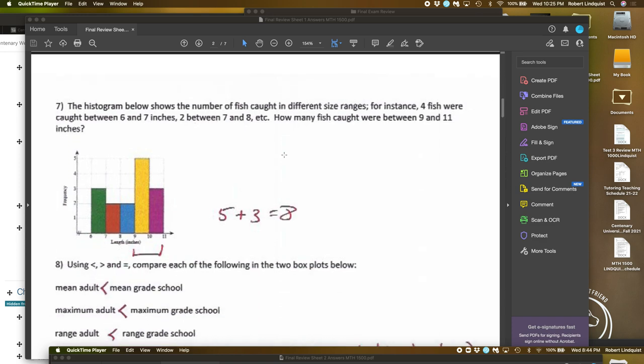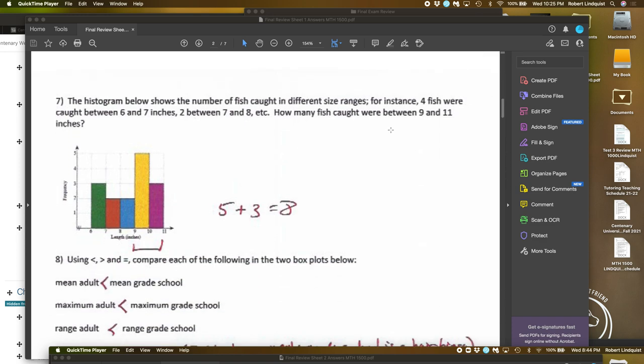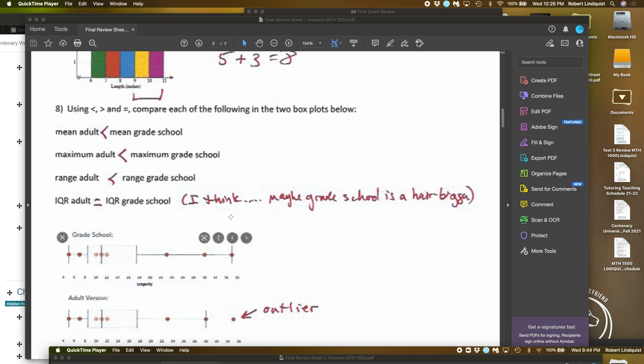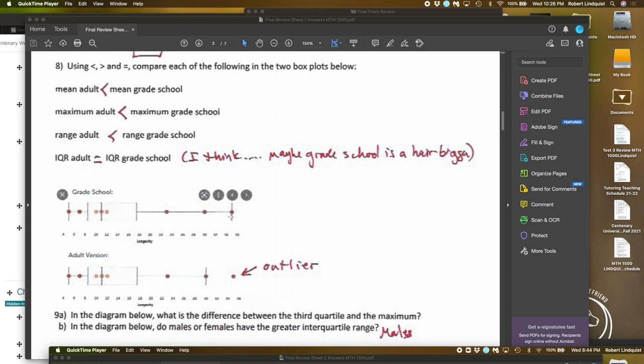Histogram below shows number of fish caught. We've done this a number of times. This one's fish between 9 and 11 inches. Well, the yellow bar for 9 to 10 is 5, and the purple bar for between 10 and 11 is 3. 5 and 3 makes 8. Okay, now different graph this time. We got grade school and adult version. The mean of the adult versus the mean of the grade school.